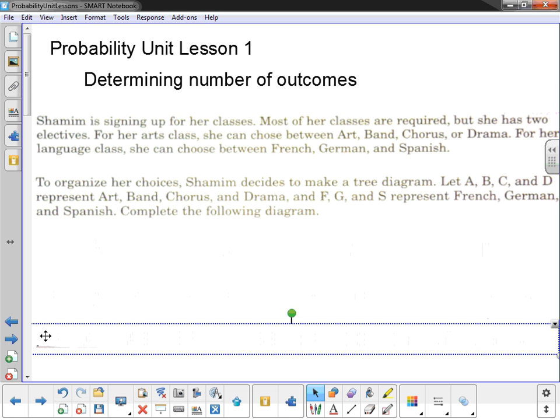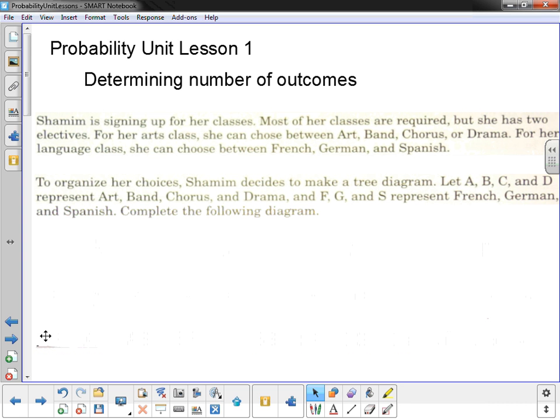Okay, so let's start with something real easy. We have Shaminda signing up for her classes. Most of her classes are required, but she has 2 electives. For her art classes, she can choose between art, band, chorus, or drama. And for her language classes, she can choose French, German, or Spanish. Those are her 2 electives. Well, she decides she's going to organize her data.